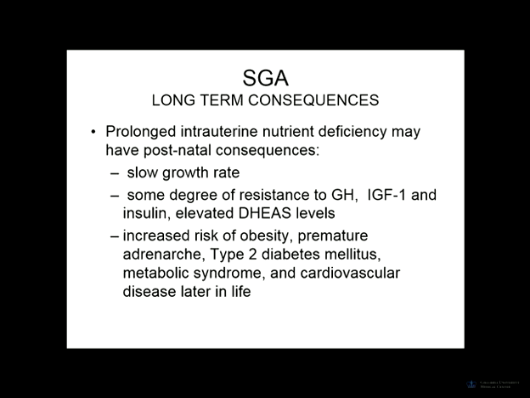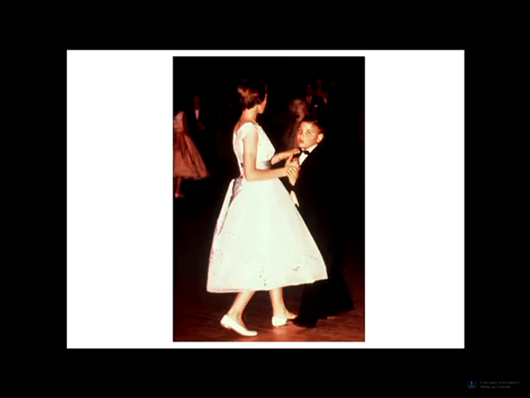There are long-term consequences of babies small for gestational age. A prolonged intrauterine nutrient deficiency may have postnatal consequences, like a slow growth rate, some degree of resistance to growth hormone, IGF-1, insulin, elevated androgens, and there's an increased risk of obesity, premature adrenarche, type 2 diabetes, metabolic syndrome, and cardiovascular disease. So we tend to monitor these kids who were born small for gestational age who didn't catch up, and we are on the heightened lookout for these particular diseases.